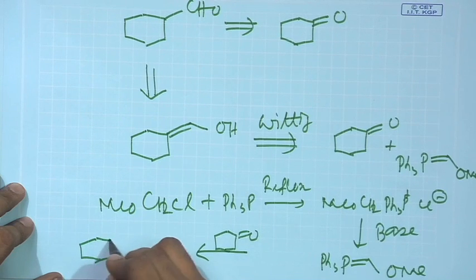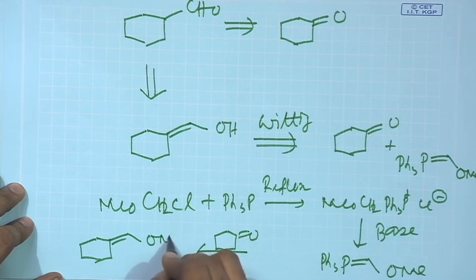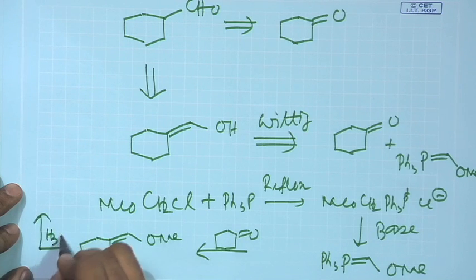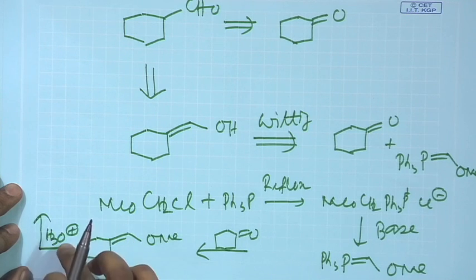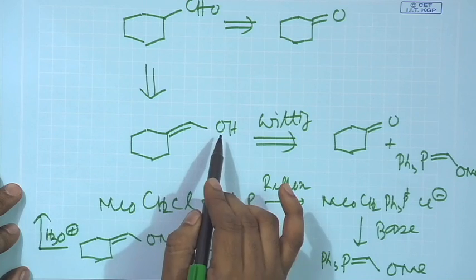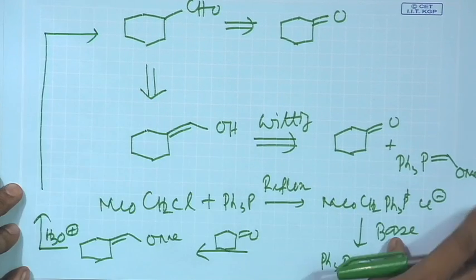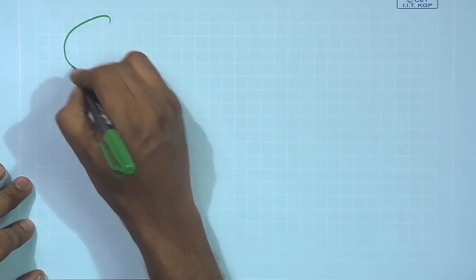So, what will we get? You will first get a vinylic ether, a standard Wittig reaction. Vinylic ethers are prone to hydrolysis. You just put in a mineral acid, which will give a vinylic alcohol that instantly tautomerizes to the corresponding cyclohexanecarboxaldehyde. So, in a nutshell, any of this kind of retro, you can figure out something like this.